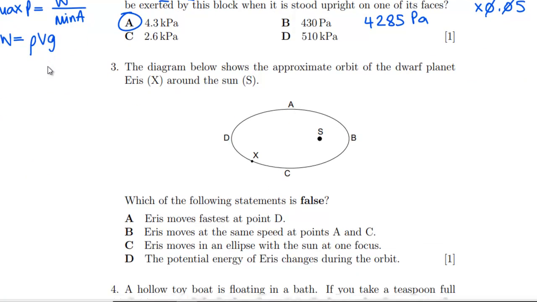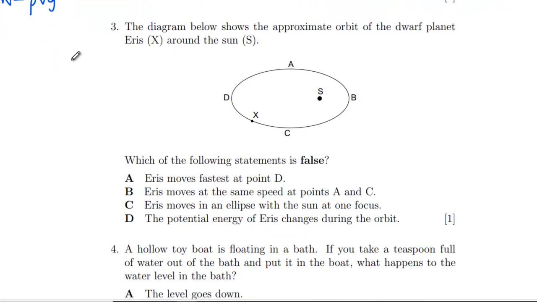That wasn't too bad. The diagram below shows the approximate orbit of the dwarf planet Eris around the Sun. Which of the following statements is false? We want one false, so we'll go through all of them and hopefully only one ends up being false. Does it move fastest at point D? At point D, we've got maximum GPE because it's furthest away from the Sun, so we must have minimum kinetic energy. So that already looks false. Let's circle that as our answer.